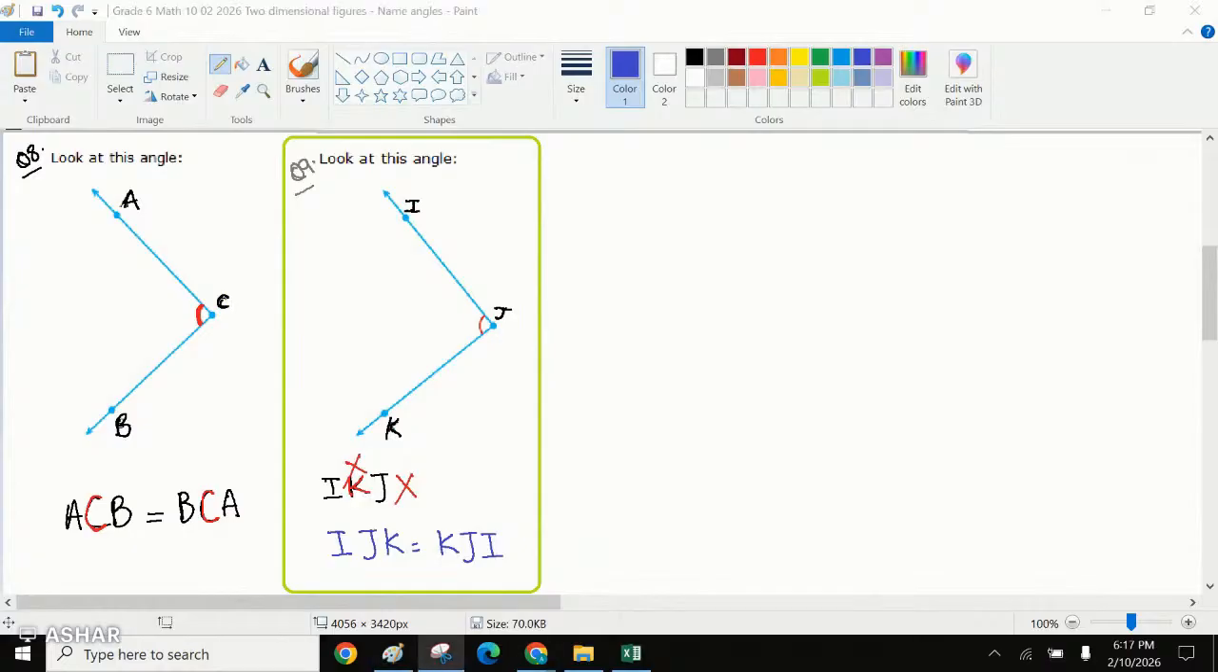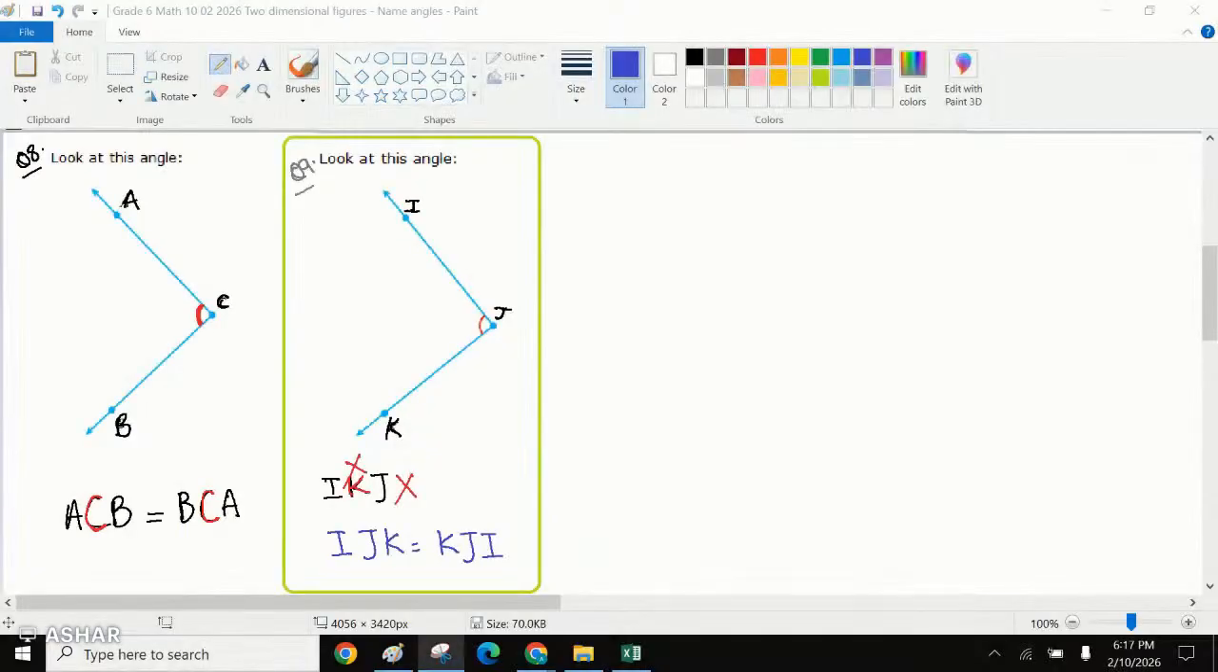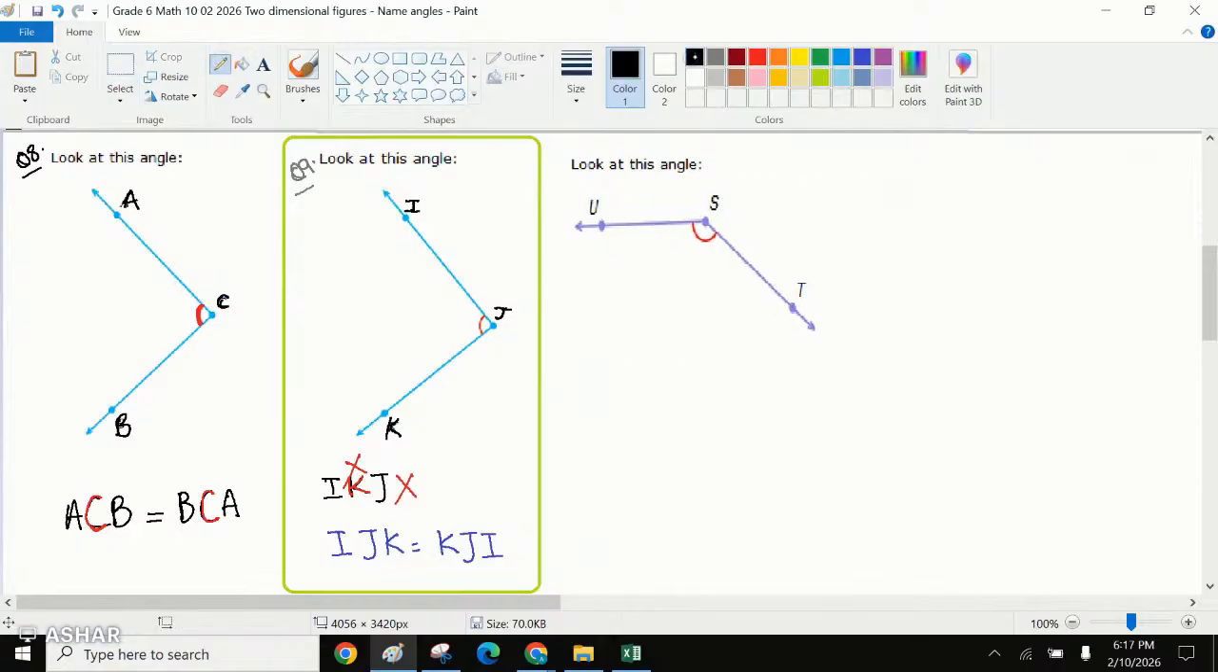Moving ahead, we look at this angle and we see whether this angle is correct or not. Okay, question number 10. Question number 10 tells us that we are given a shape where we have U, T, S, right?